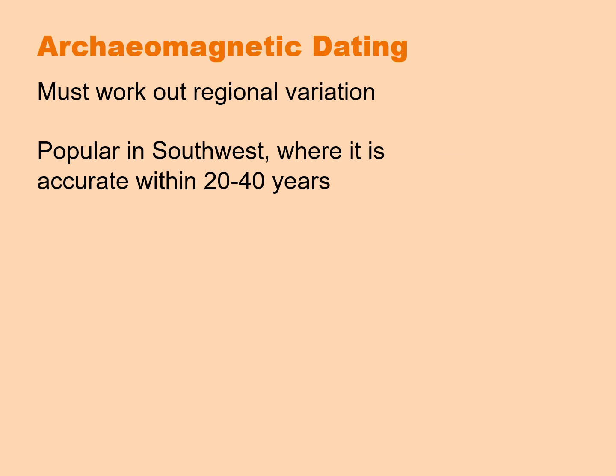So for archaeomagnetic dating, you need to work out your regional variation. This has been a very popular dating technique in the southwestern United States, where it is accurate within 20 to 40 years. Much better than you get with C14 dating, and certainly much cheaper.